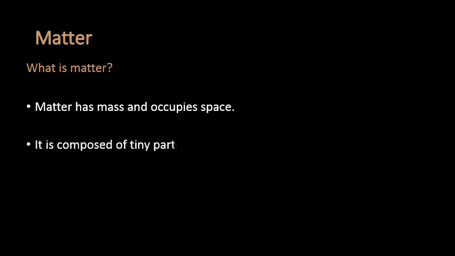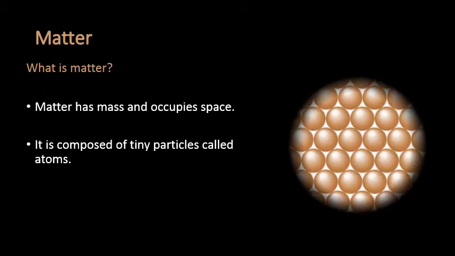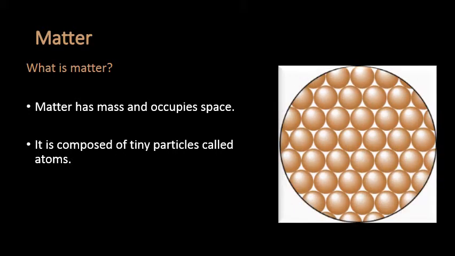First off, what is matter? Well, by definition, matter is anything that has mass and occupies space. Makes sense, right? Well, it's composed of little tiny particles called atoms. That's the most important part of this class, atoms. All matter's made of atoms. Like that. For our class, we're going to picture atoms as little tiny balls.